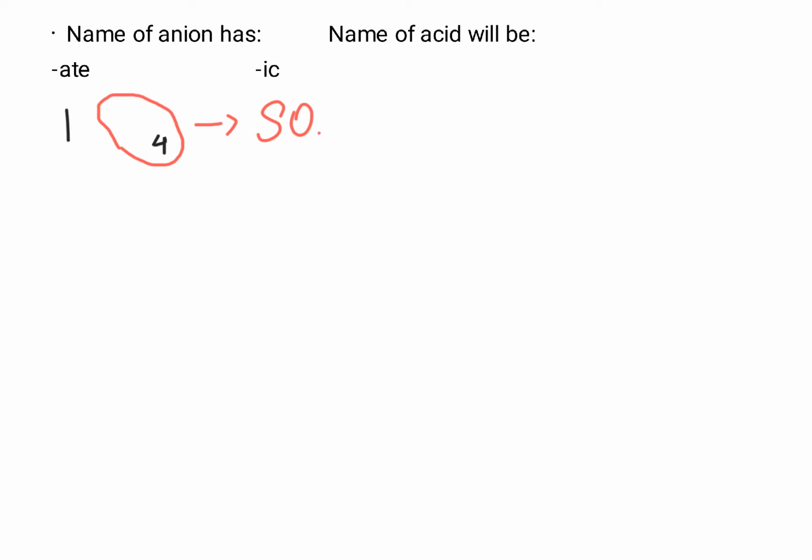Now, first thing you will do is you will take your list of polyatomic ions and you will find SO4. And once you do that, you will figure out that it is called sulfate. And once you figure that out, well, it ends with "ate". And if the name of the anion ends with "ate", then the name of the acid will end in "ic".